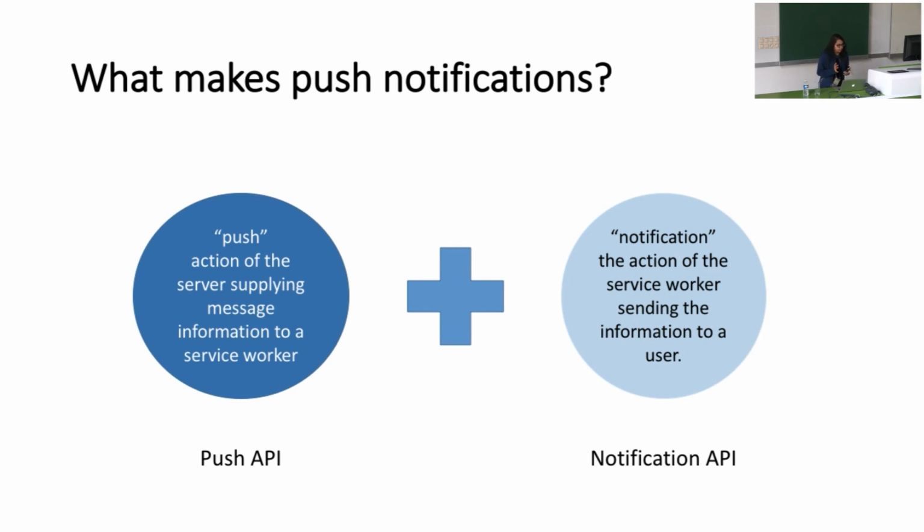So what makes the push notification? There are mainly two APIs that come into play when we are talking about push notifications. One is the push API, which allows the service worker to handle push messages once they are pushed from the server. And the next is the notification API, which generally handles the notification of the message once it is received on the service worker side.